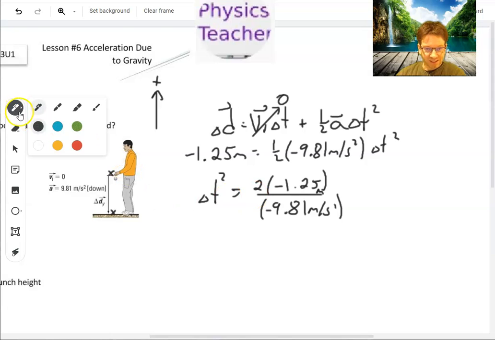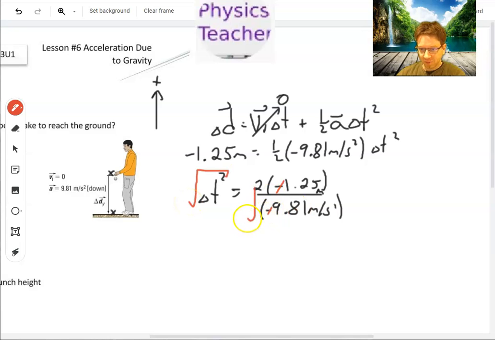Your negatives are actually going to cancel, which is a good thing, because I'm about to take the square root of both sides, and I don't want to have the square root of a negative number. So take the square root of both sides to solve for time. And you'll get time as, now when you take the square root of both sides, if you remember from math, you have two possible solutions. One's positive and one's negative. So you do the square root of 2 times 1.25 divided by 9.81 and 0.5.